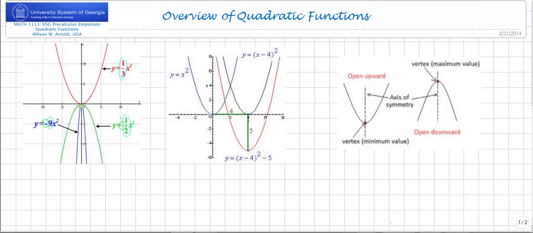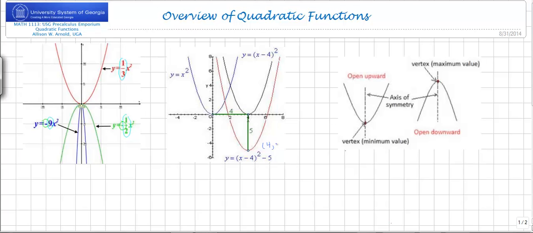You can see in the second figure that if you shift y equals x squared to the right 4 units, then your vertex is moved to the right 4 units. And then likewise, if you shift down 5 units, your new vertex is the ordered pair 4, 5. Or excuse me, 4, negative 5.